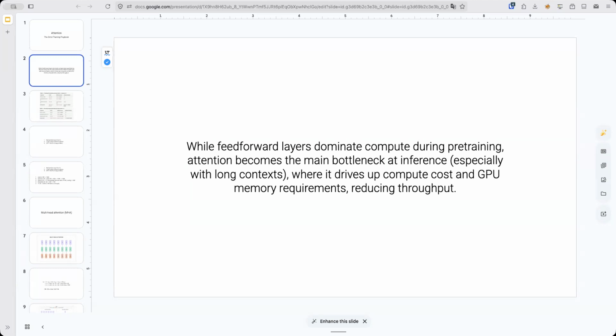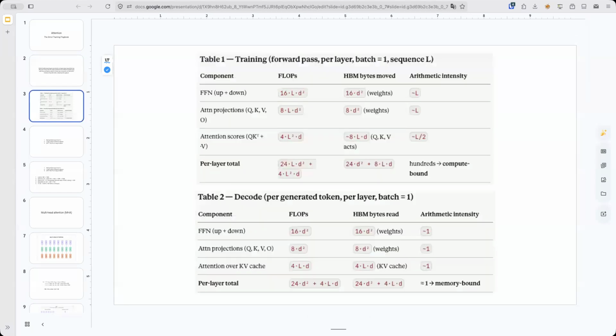So, the first claim that the chapter starts with is that while feed-forward layers dominate compute during pre-training, attention becomes the main bottleneck at inference, especially with long contexts, where it drives the compute costs. But basically, the authors claim that FFN layers dominate compute during pre-training, and that's where I first questioned the statement. I don't question the validity of the statement, I just wanted to make sure and see how it plays out in the numbers. So I went a bit forward and dug a bit deeper into what it really means.